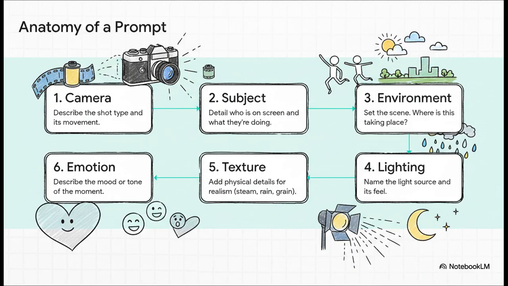So what is the anatomy of a truly great prompt? It really just follows these 6 steps. Number 1, always lead with the camera. What kind of shot is it and how is it moving? 2, describe your subject and what they're up to. 3, set the environment. 4, define the lighting and be specific, tell it the source. 5, add physical texture, stuff like steam or rain or film grain. And finally, number 6, describe the target emotion or the mood. The structure gives the AI absolutely everything it needs to nail your vision.